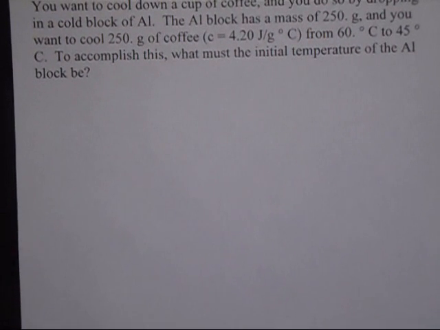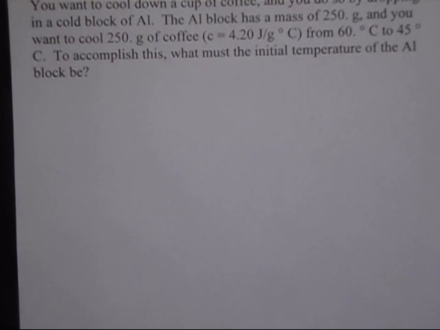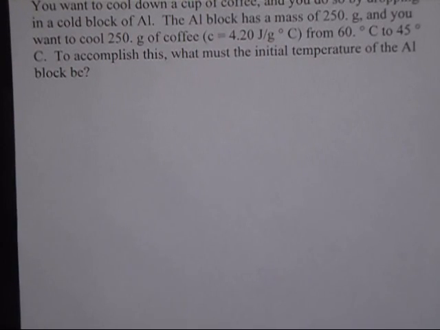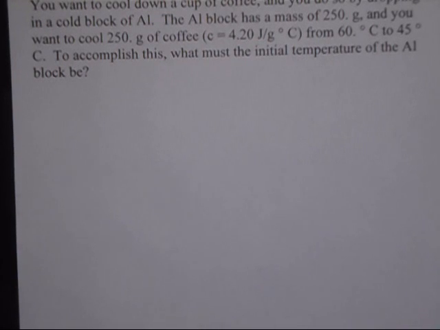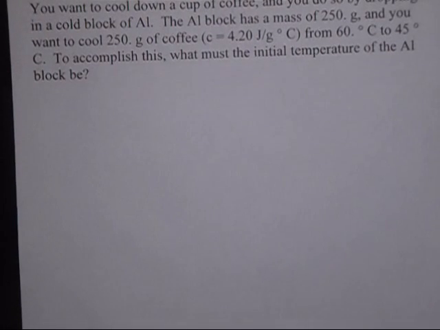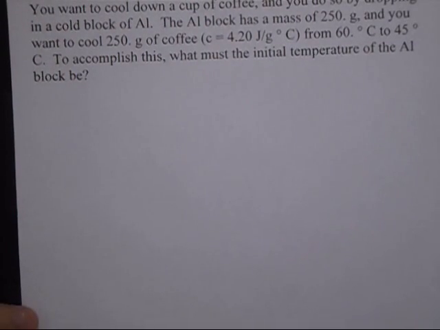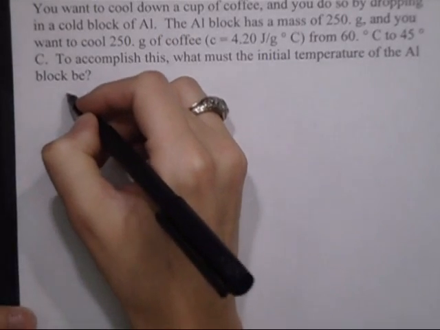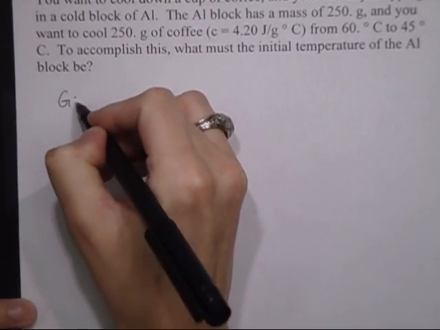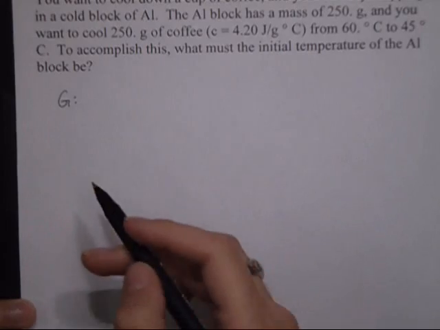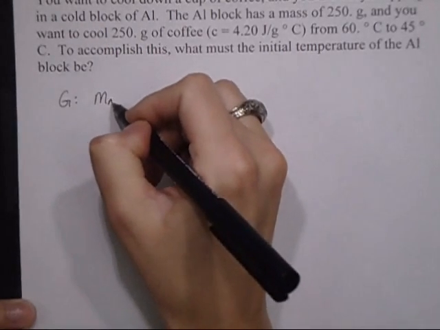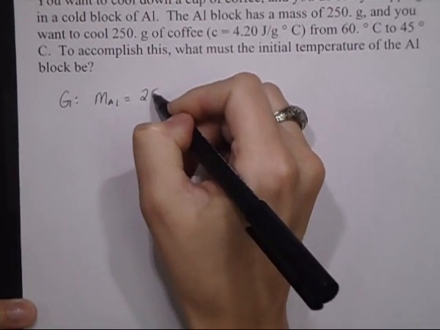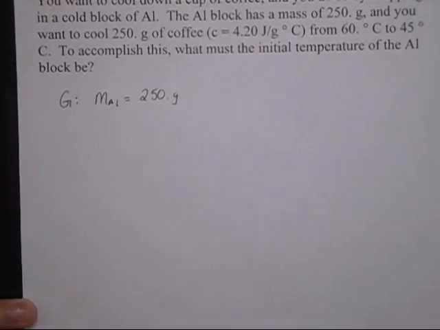In the next exercise, exercise 9, we're still dealing with coffee and aluminum. We're just doing it in a slightly different format. So this time you want to cool down a cup of coffee, and you do so by dropping in a cold block of aluminum. The aluminum block has a mass of 250 grams, so again I'm just going to go ahead and start by writing out all the given information that I have. Mass of aluminum is 250 grams.